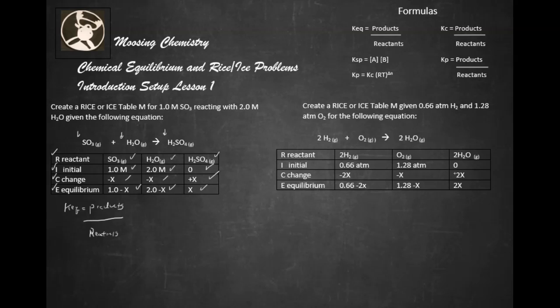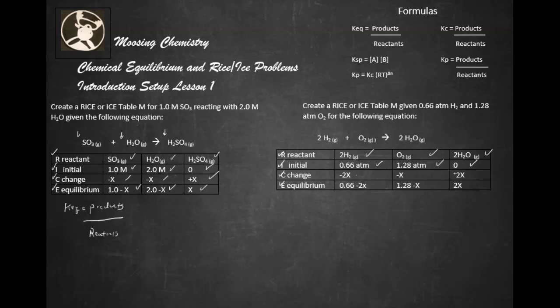Create a RICE table given 0.66 atmospheres of H2, 1.28 atmospheres of O2 for the following equation. Okay, we have our reactant, our initial, our change, and equilibrium. Look, so here's a reactant, here's a reactant, and here's our product. The initial concentration is 0.66, 1.28, and the initial concentration of the product would be 0 because it has to go through the reaction in order to get the product.